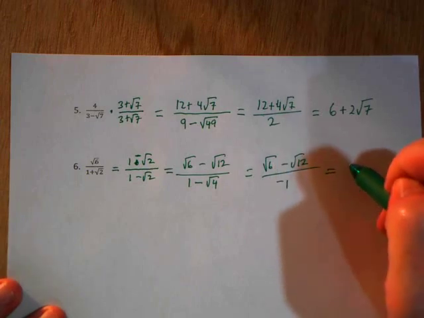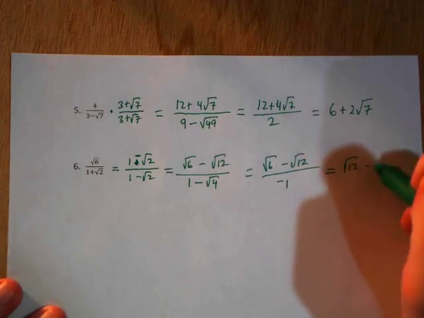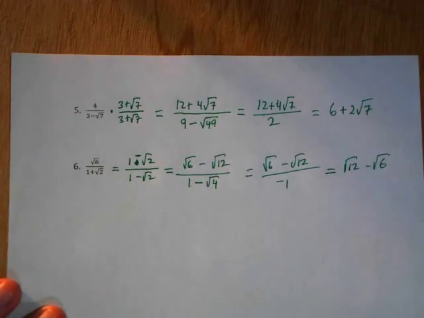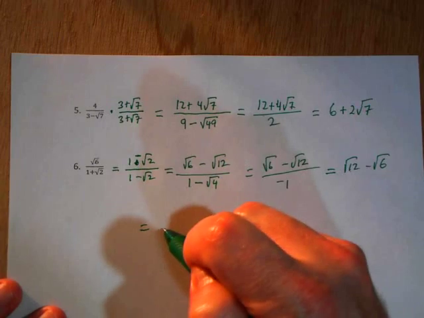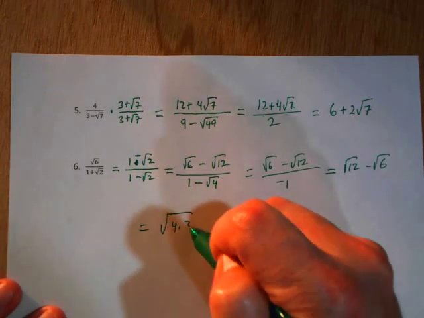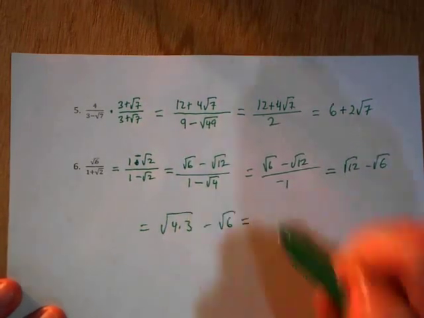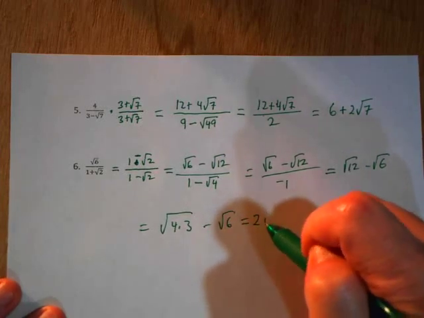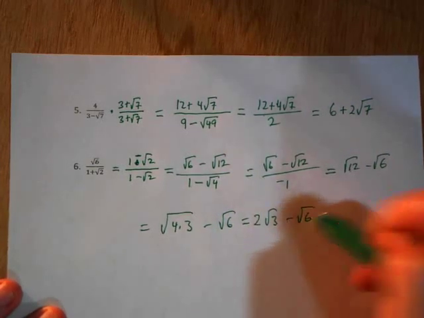So I would write it this way, I think, square root of 12 minus square root of 6. And then maybe we would say, well, square root of 12 is 4 times 3. So we should simplify that. So that's 2 square roots of 3 minus square root of 6.